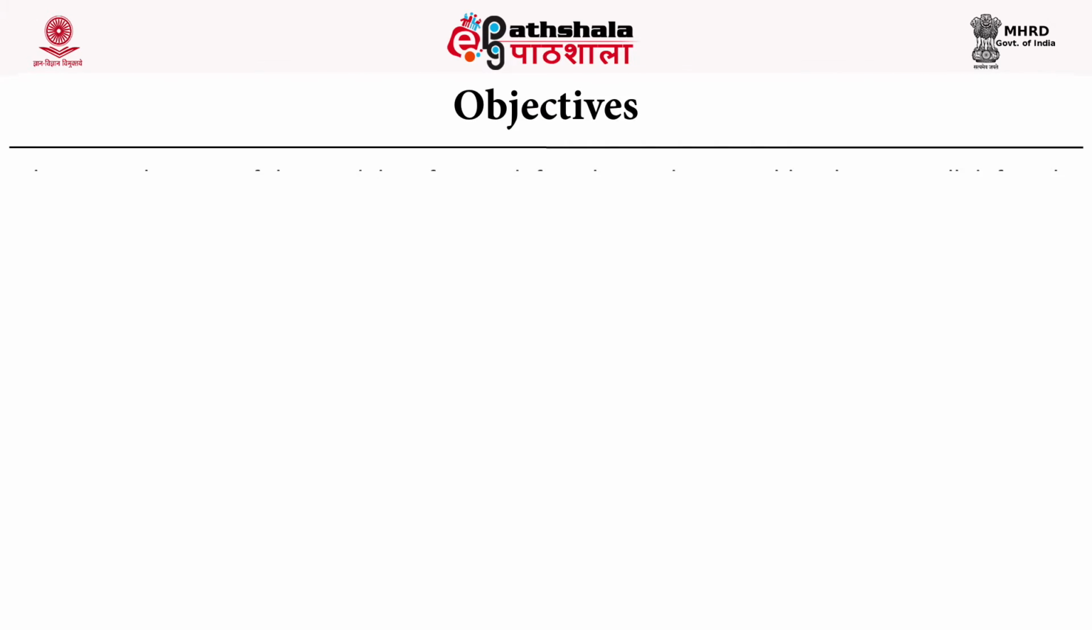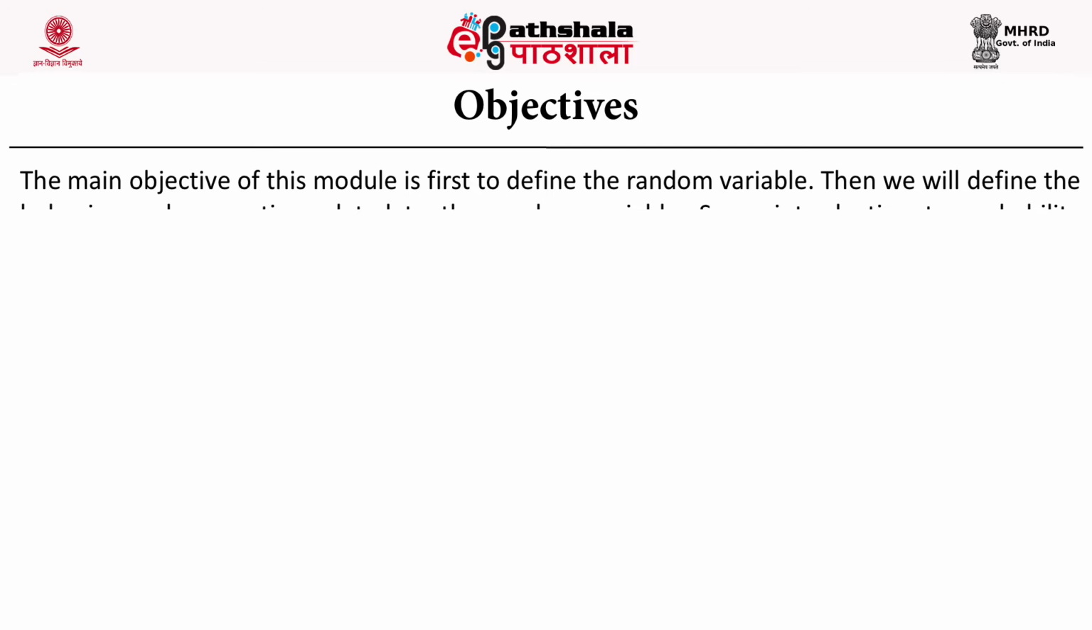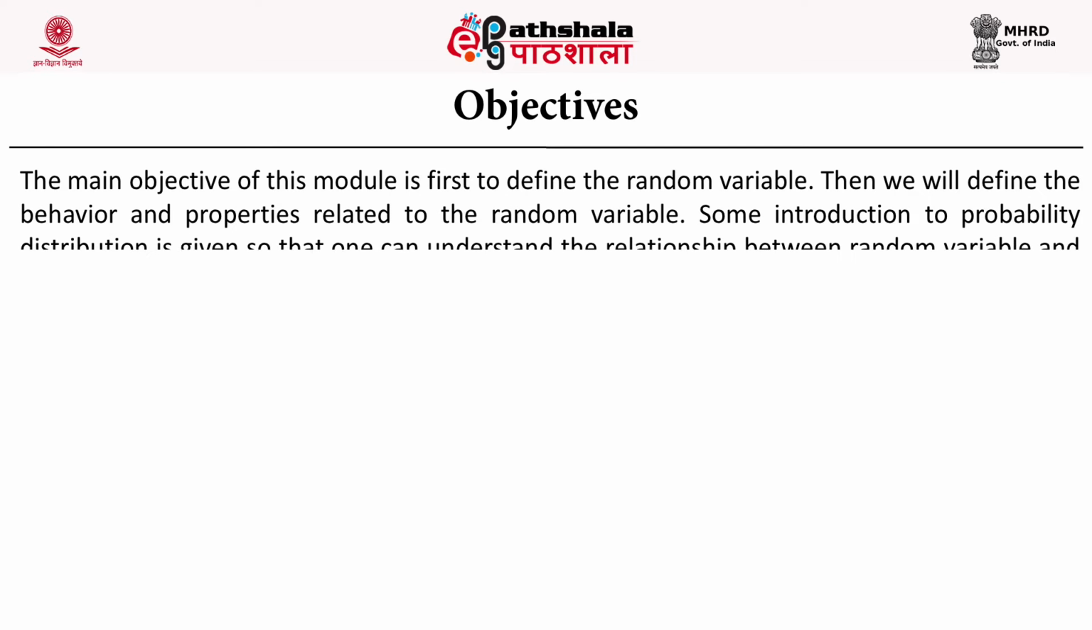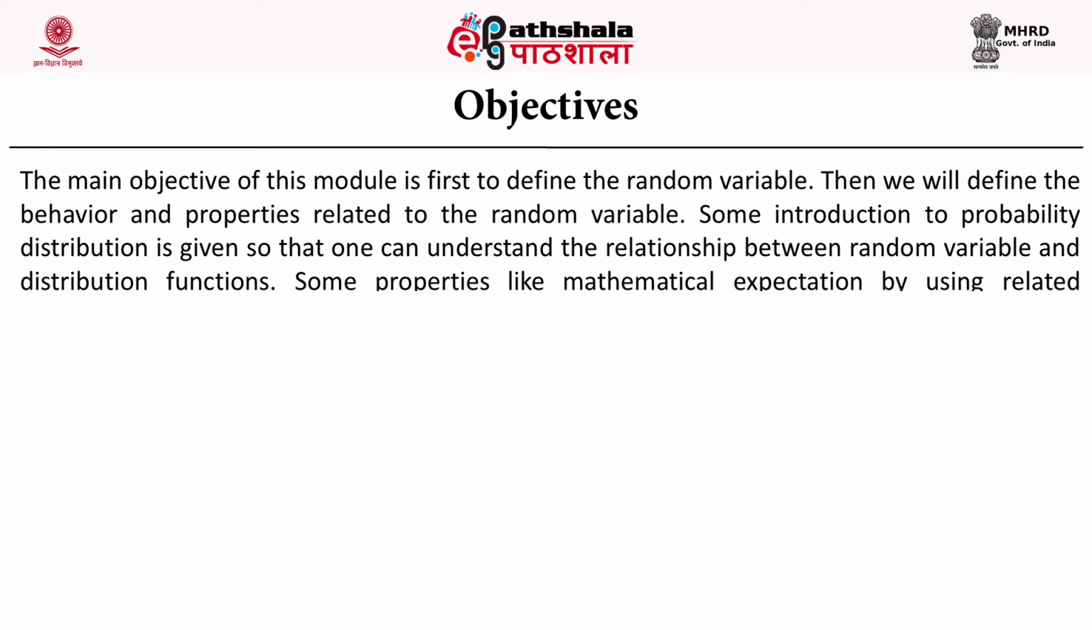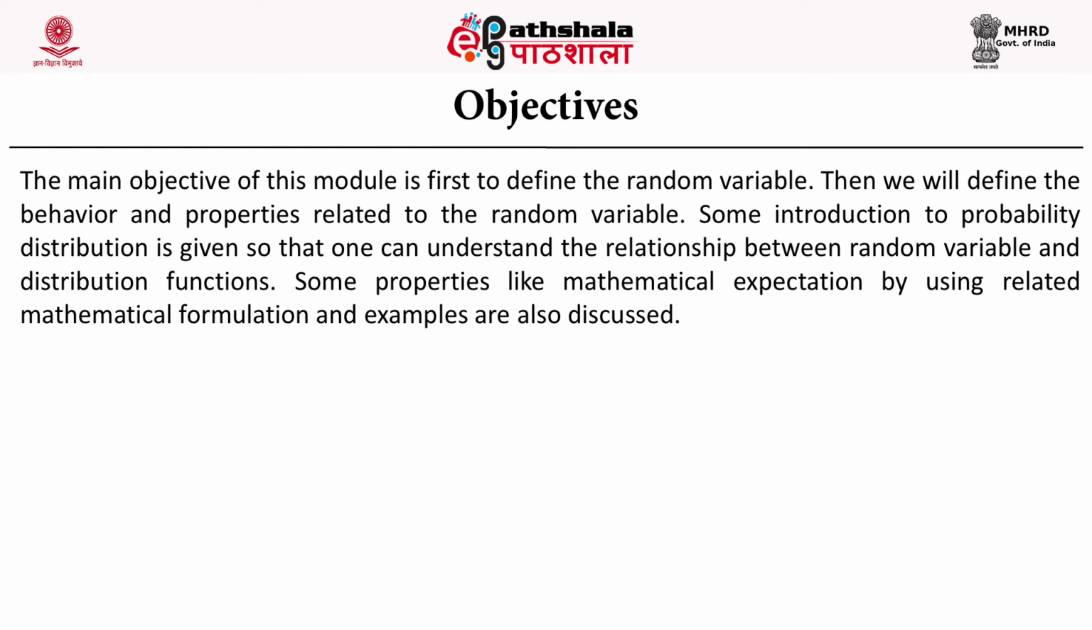Let's get started. The basic objective of this module is to first define the random variable, then we will define the behavior and properties related to the random variable. Some introduction to probability distribution is given so that one can understand the relationship between random variable and distribution functions. Some properties like mathematical expectation, using related mathematical formulation and examples, are also discussed.